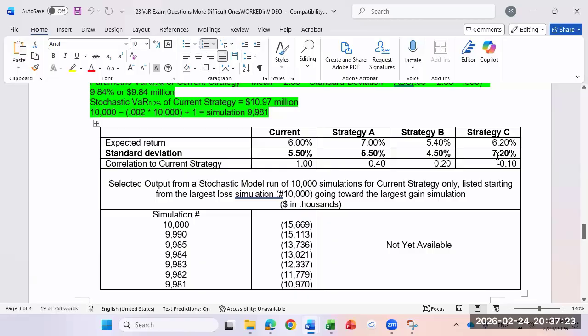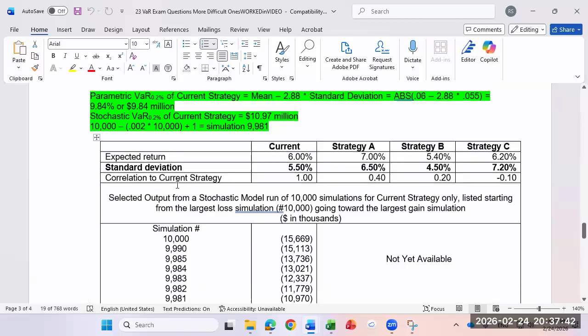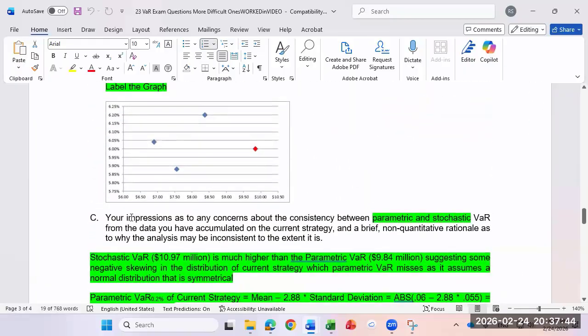So you see how important correlation is. When it's a standalone, it may be the worst strategy. In combination with the rest of the portfolio, it might be the best strategy. So your answer can change dramatically because of that correlation assumption. And then they ask this question: your impressions as to any concerns about consistency between parametric and stochastic VAR from the data you have accumulated.